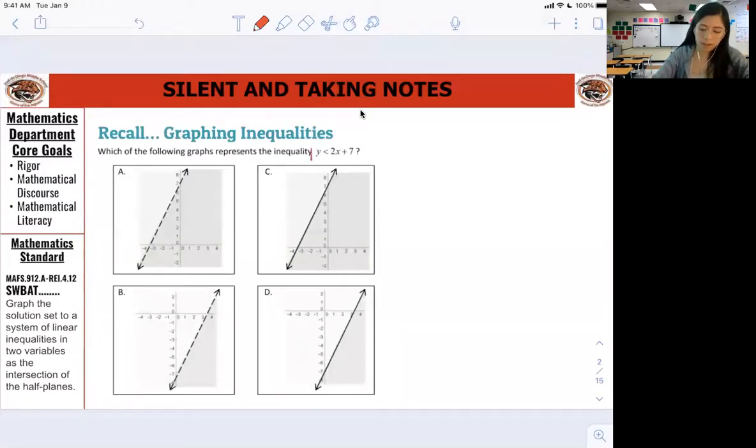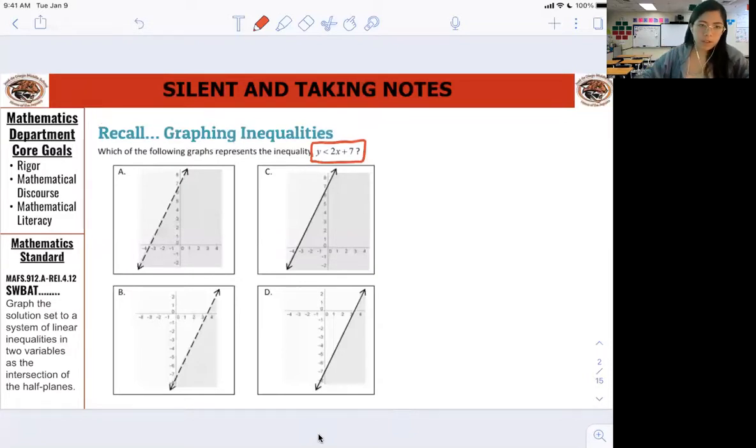only have one inequality. But what do we know about systems? How many equations are usually in a system? Two. Right, two, exactly. So I want to start off with this example, just so that we remember what it looks like when there's only one. But on the next page, you guys are going to see what it looks like when there's two.